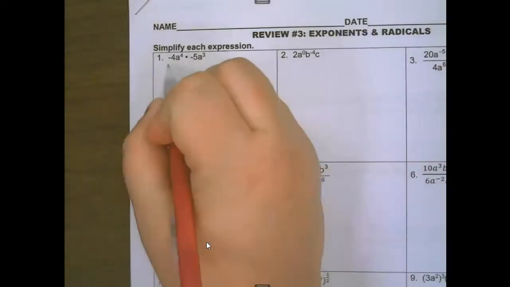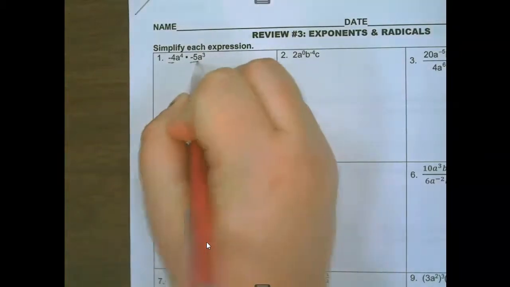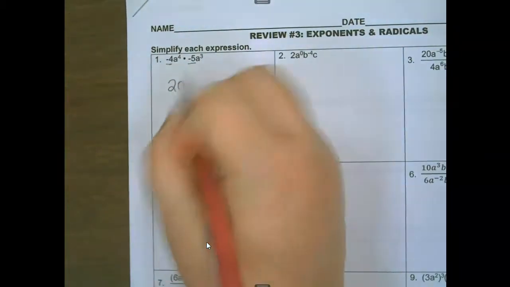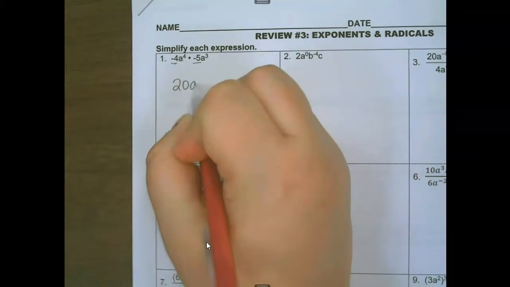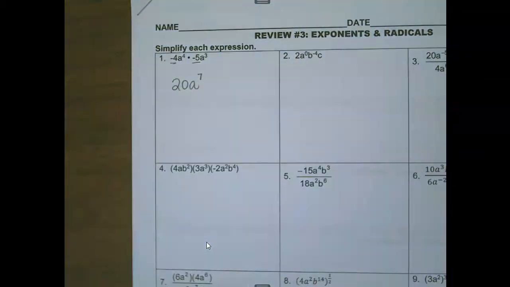All right, so we work our coefficients like normal. So -4 times -5 is 20. And then when we multiply, we add our exponents.